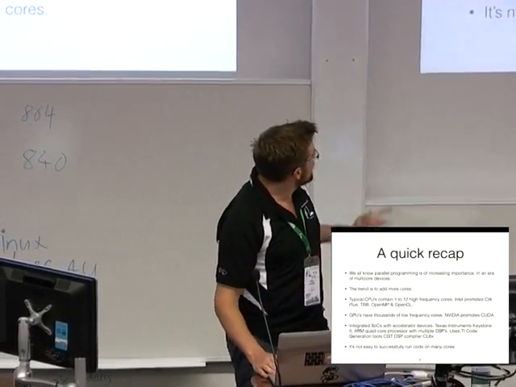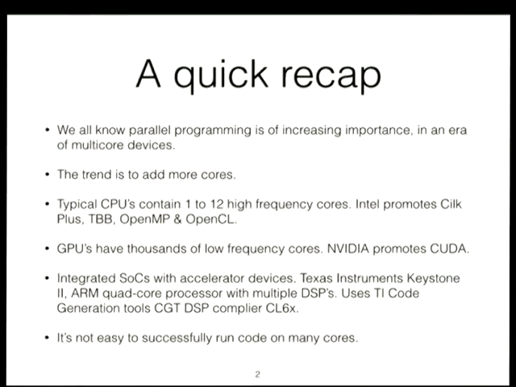So a quick recap. We all know that parallel programming is of increasing importance in an era of multi-core devices where cores aren't getting faster, but they're adding more of them. So hardware engineers have left us a bit of work to do. As the trend is to add more cores, typical CPUs contain 1 to 12 high-frequency cores.